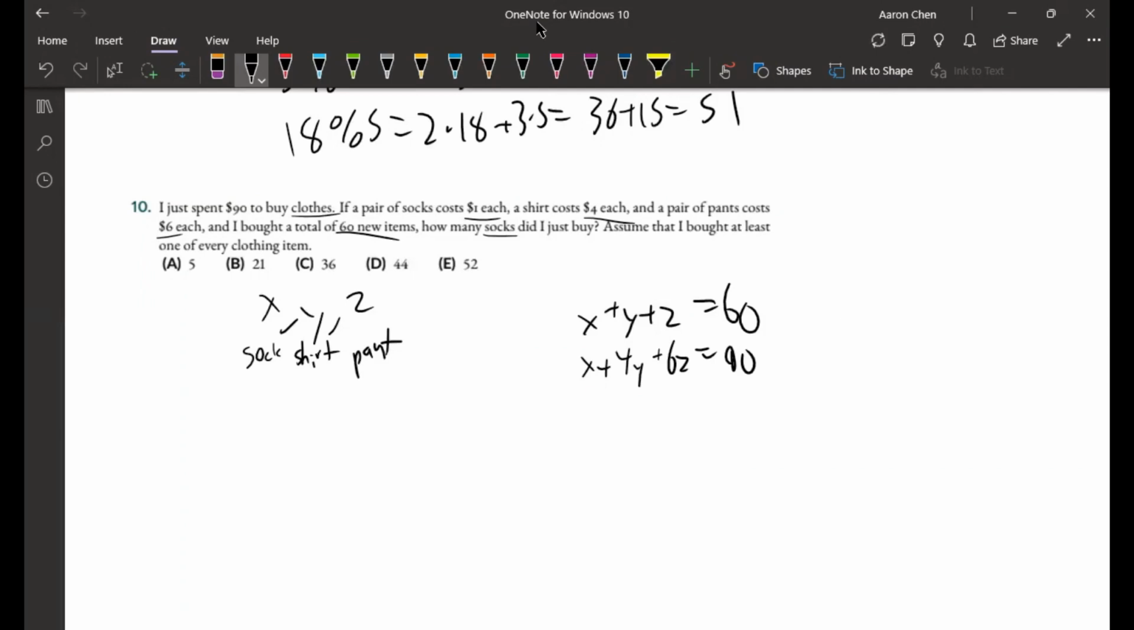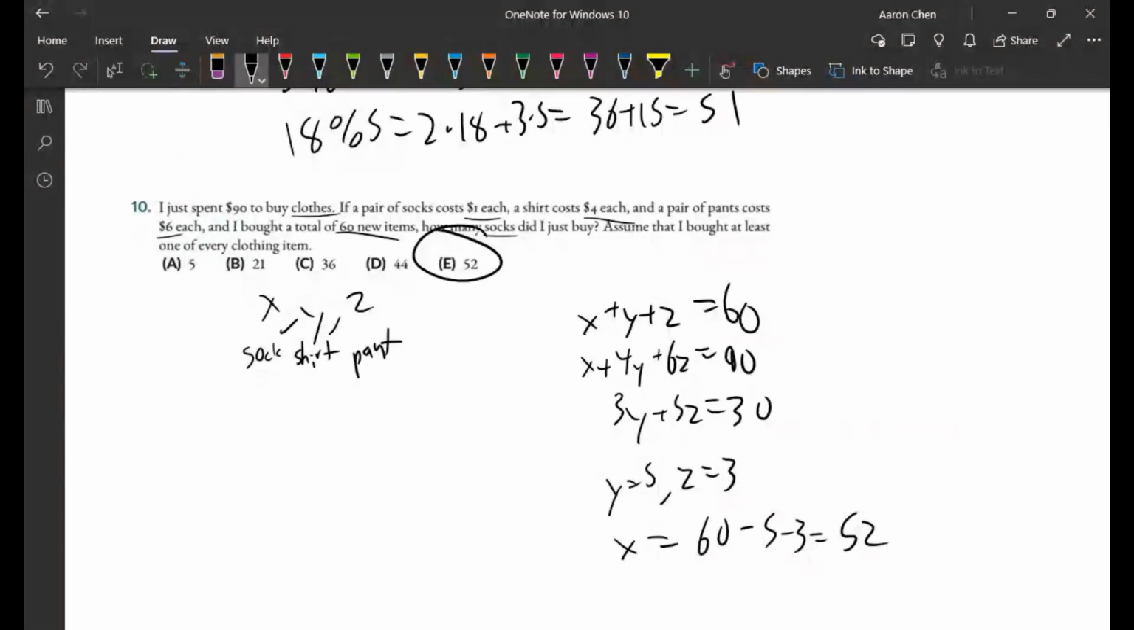And so what we do after this is we subtract these equations. And what we get is 3Y plus 5Z is equal to 30. And after this, we know that Y and Z are both greater than 0, so that forces Y to be 5 and Z to be 3. And so the number of socks I bought, X, is equal to 60, which is the total, minus 5, minus 3, which is 52. E. And so next, on to question number 11.